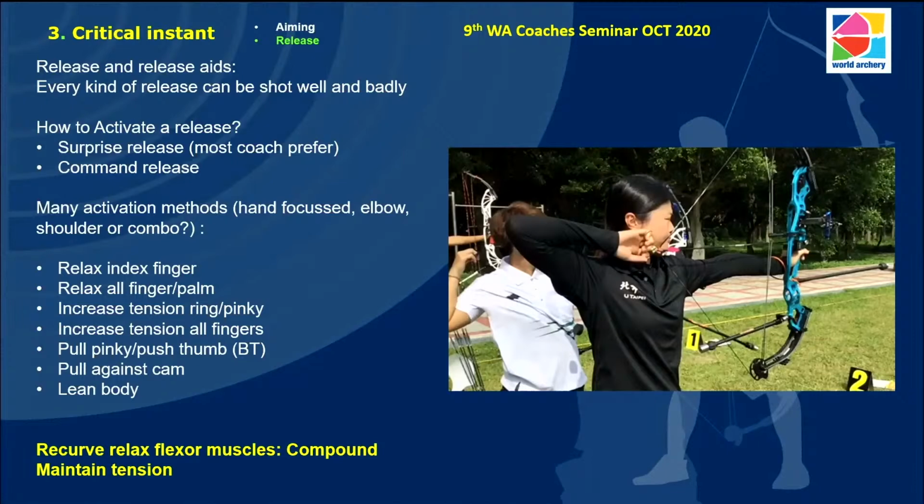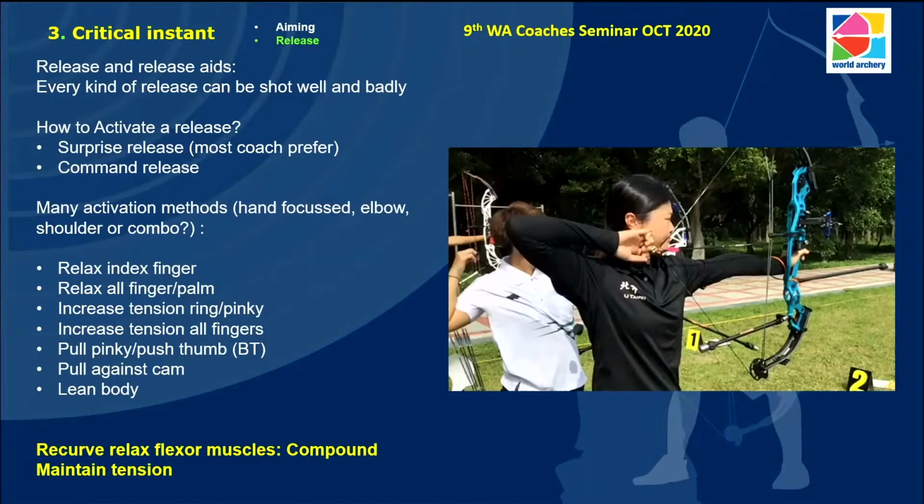Whether that's an index finger, a back tension, thumb trigger, all of these can be activated either well or badly, and you'll see that when you watch World Cups and national events, regional events, that there's a range of release types, and none of them are bad in my mind. It's actually making sure the athlete activates them well for themselves that matters.